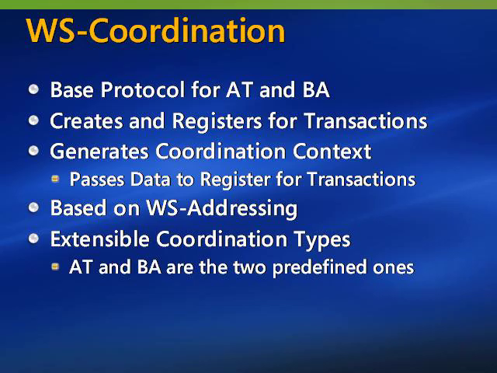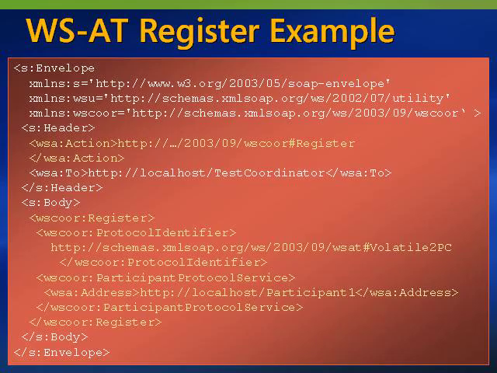So in the interest of time, I'm just going to show you on the slides what the WS Atomic Transaction register example looks like. This is how we tie back to addressing and those reference properties. This is how IBM and us got the transaction systems to work together on stage. So, importantly, I am sending, as a transaction manager, a register to another transaction manager.